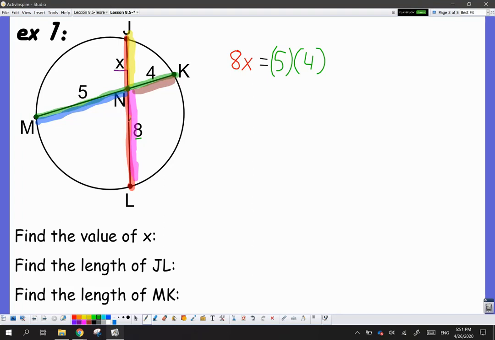Not the same chord as JL, it's the other chord. This part measures 5 and this part measures 4. So I multiplied those two pieces together. So now we have an equation that we need to solve.